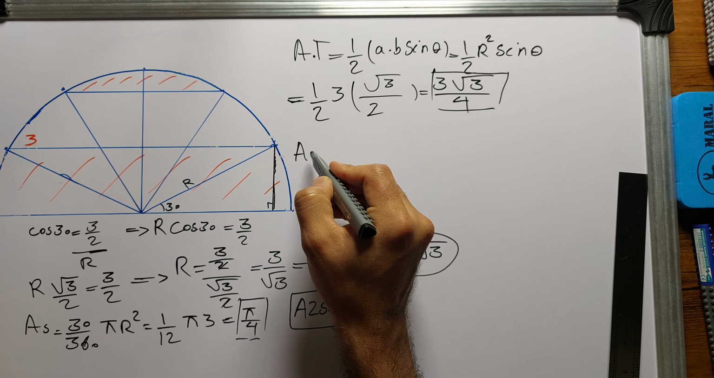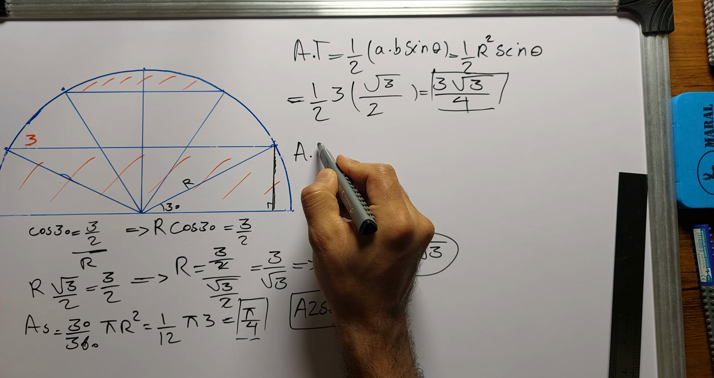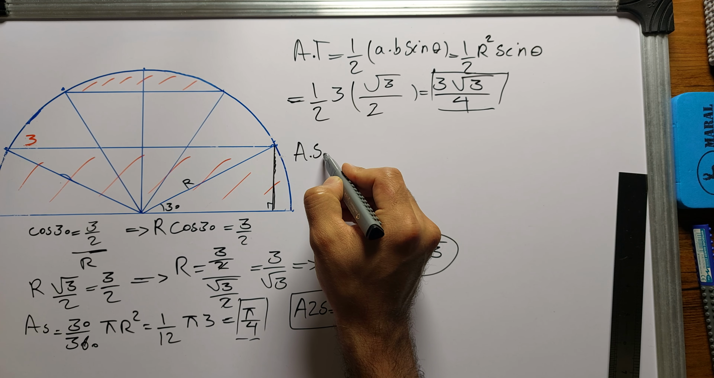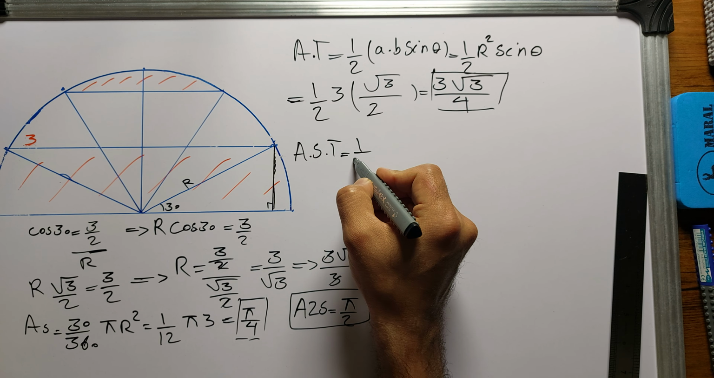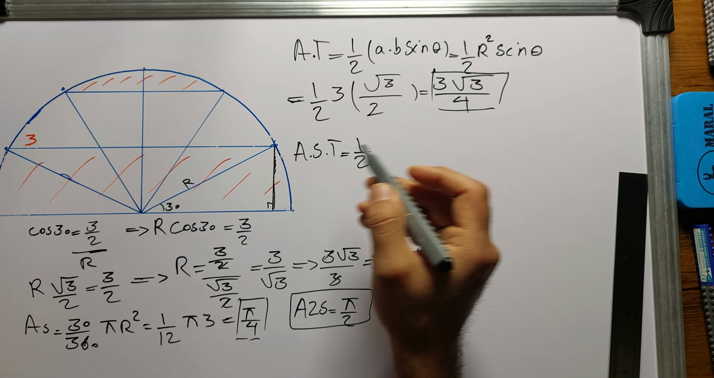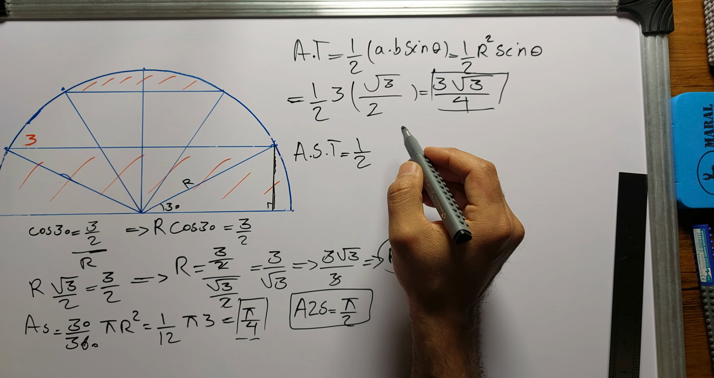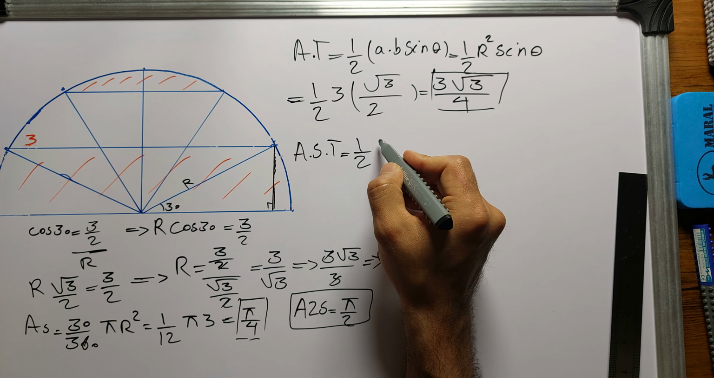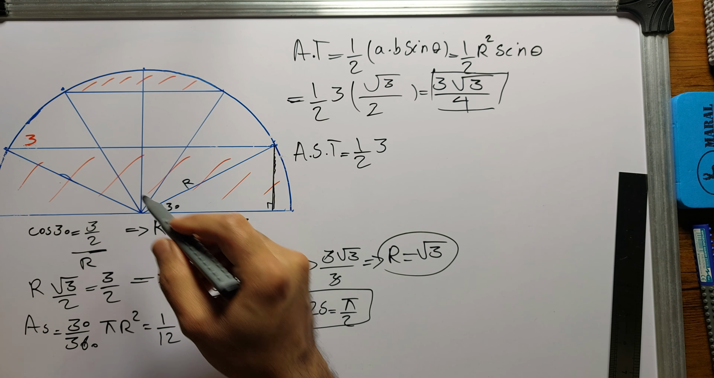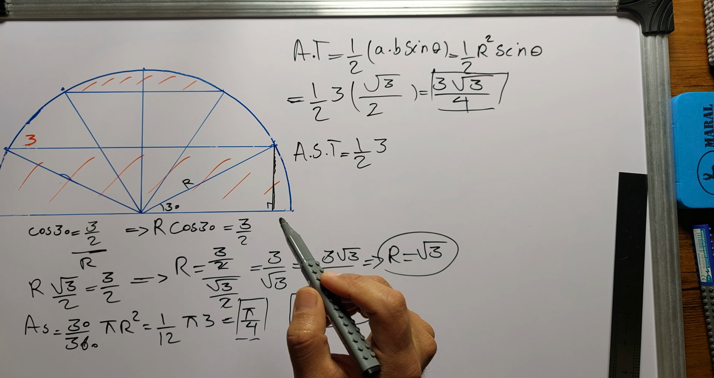So the area of this second triangle equals 1/2 AB, which is the radius r squared, or 3, and then sine theta. So what is the sine theta?